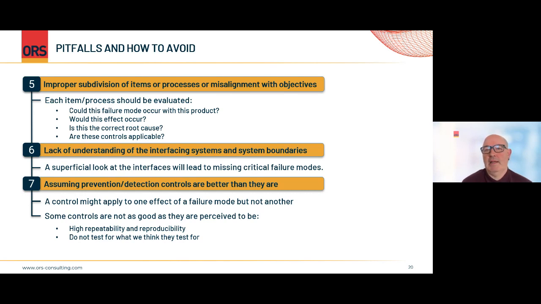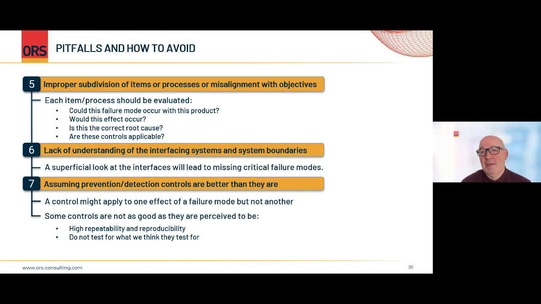Number 6, lack of understanding of the interfacing systems and system boundaries. If you don't get those interfaces, like Baris showed with the example of the London Underground map, or if you don't get the interfaces between systems or the system boundary itself right, then we might miss critical failure modes, and that would obviously be a bad thing.